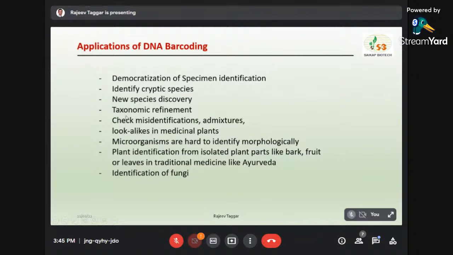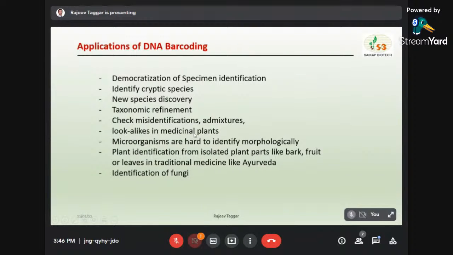So this can do refinement, and that is how today's APG4 system of plant taxonomy and systematics has really been able to come up from the old outdated things like Bentham and Hooker of 1882. So taxonomic refinement, much of it comes from molecular data. All the modern systems of taxonomy and systematics are based on molecular studies in addition to morphological studies. Check misidentifications, add mixtures. That's just the same as what we discussed when we were discussing the molecular markers and the DNA fingerprinting.